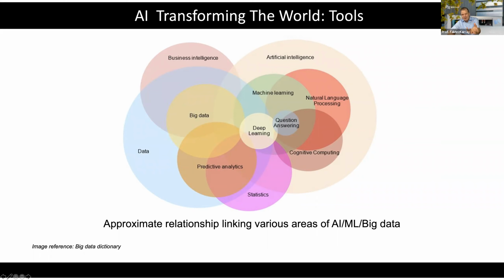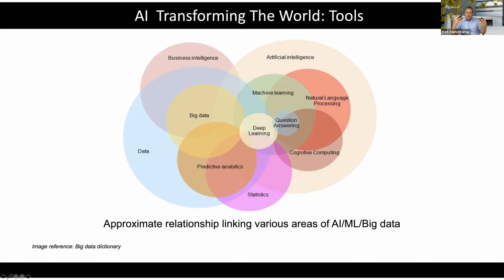You can see deep learning, the little ball there, which is basically a tool that uses the fuel of big data and data systems to provide predictive analytics type of outcomes. The statistical tools are also being used for big data and for data to provide us decisions. Cognitive computing, natural language processing, artificial intelligence in general, which is the umbrella of all these types of tools. So we can see that all of them overlap within certain contexts.